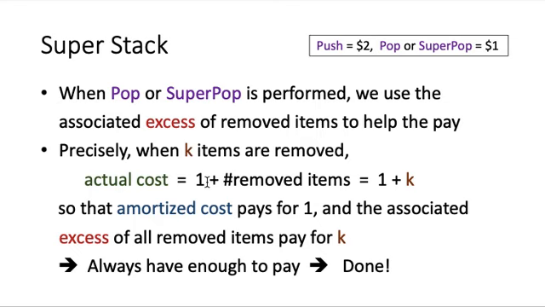Now the actual cost will be equal to 1 plus the number of removed items. So this is the actual cost, right? The 1, we can pay by using the amortized cost of this $1. And then the number of removed items is equal to k. This k is being paid by the excess of each removed item. So altogether there are k dollars in these items, and we are using these k dollars of excess to pay for this k.